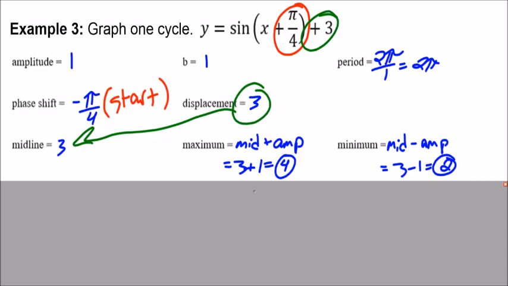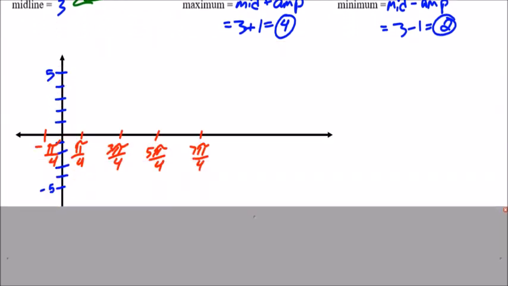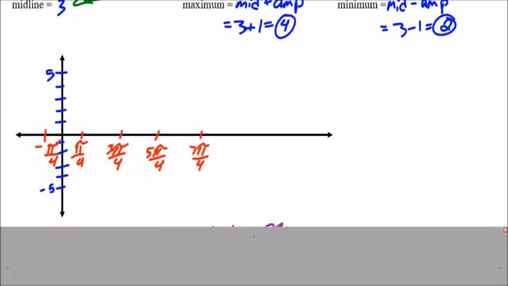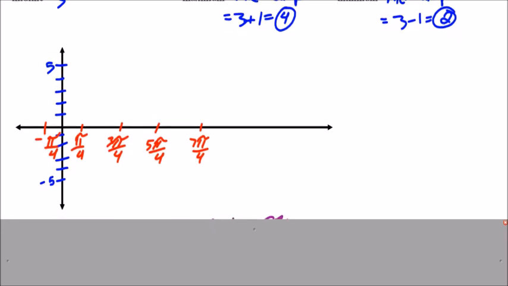Now, since we have a max of 4 and a minimum of 2, I wanted to have at least a graph that goes at least to 5. So I just drew this from -5 to 5. And now the phase shift. Because if you notice, I didn't start this thing at 0. I actually started this thing to the left of the y-axis. I started this at -pi/4.